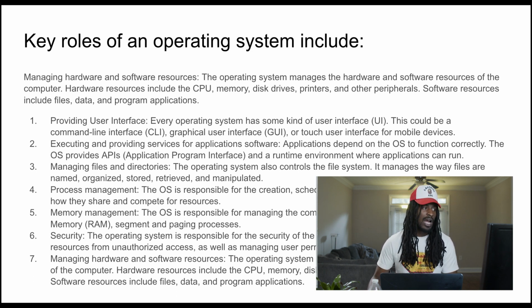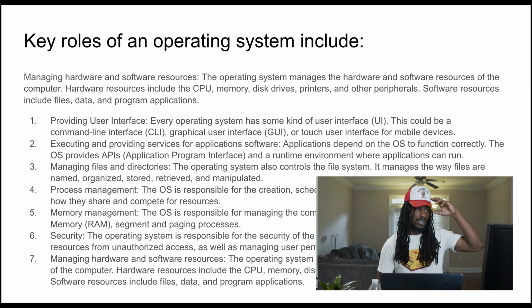The key roles of an operating system are to manage hardware and software resources. The operating system manages the hardware and software resources of the computer. Hardware resources including CPU, memory, disk drives, printers, and other peripherals. Software resources include files, data, and program applications. So basically, it's the glue that lets you manage all of your services and applications and devices in one place. And it gives you a graphic interface to do that.